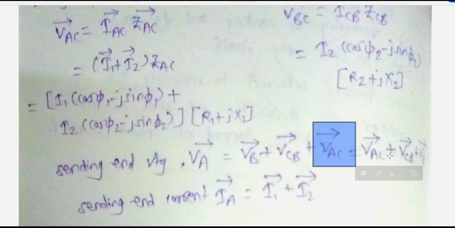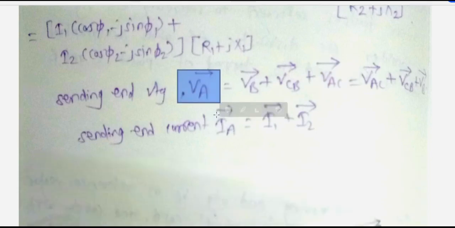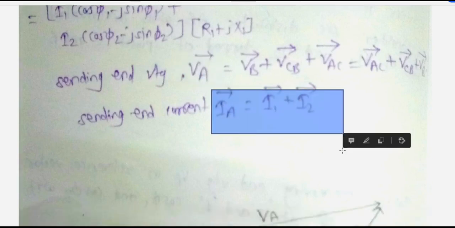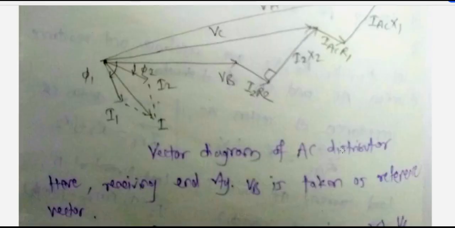Now VAC plus VCB plus VB bar. So it is the same. Now the sending end current IA is equal to I1 bar plus I2 bar. So with the help of these two, we are interested in the vector diagram of the AC distributor.